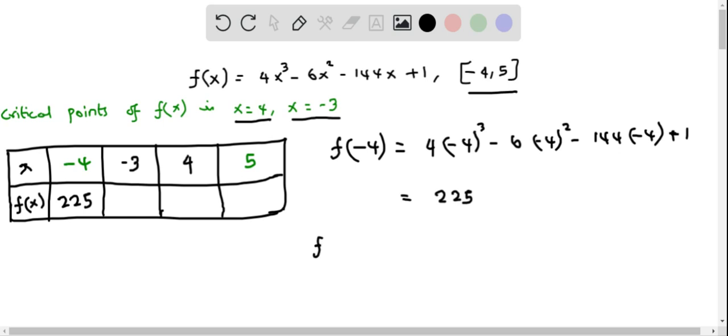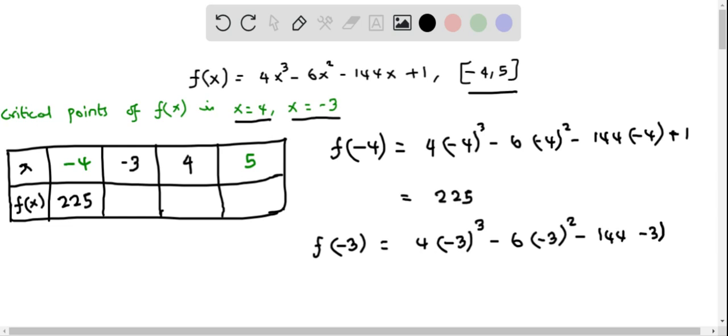Now let's find f of negative 3. So we replace x in f of x by negative 3. So this becomes 4 times negative 3 quantity cubed, minus 6 times negative 3 quantity squared, minus 144 times negative 3, plus 1. And so we get this as 271 when we plug this into the calculator or do it by hand. So let me put 271 into this box, that is, f of negative 3 is 271.